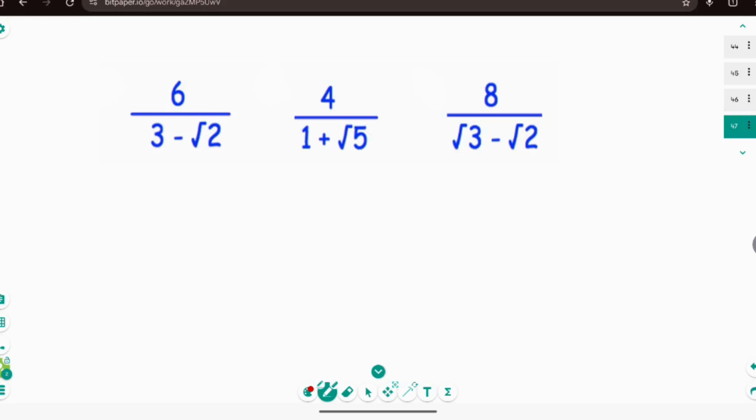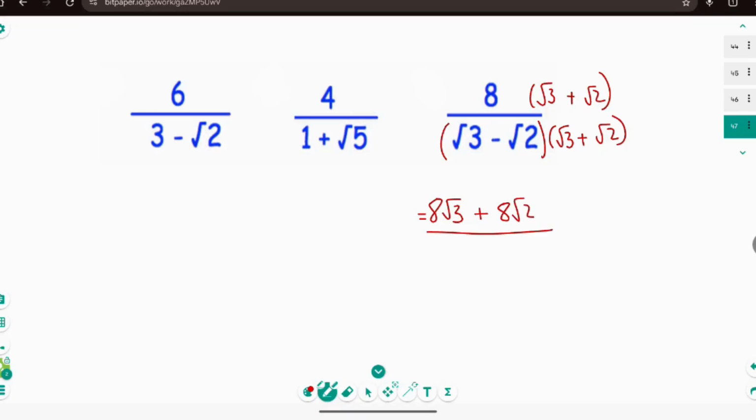And then question 3, we need to multiply the denominator by root 3 plus root 2, and the numerator by root 3 plus root 2, sorry. The numerator, 8 times root 3, 8 root 3. 8 times root 2, 8 root 2. The denominator. Root 3 times root 3, 3.